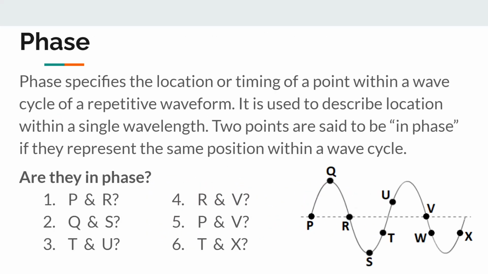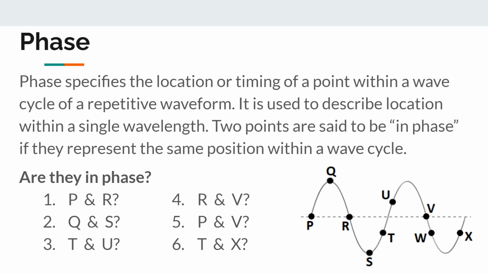Okay, now before we can really talk about wave interference and different types of interference, we do need to talk about another term that you need to be aware of, and that is phase. Phase specifies the location or timing of a point within a wave cycle of a repetitive waveform. It is used to describe location within a single wavelength. Two points are said to be in phase if they represent the same position within a wave cycle.